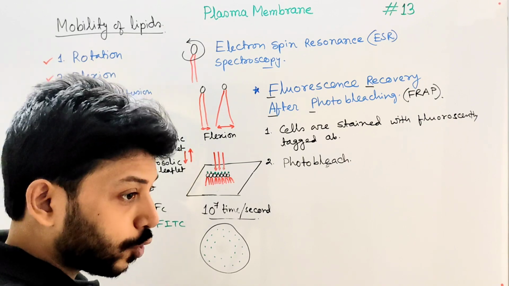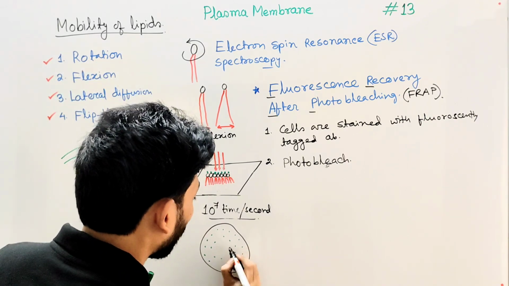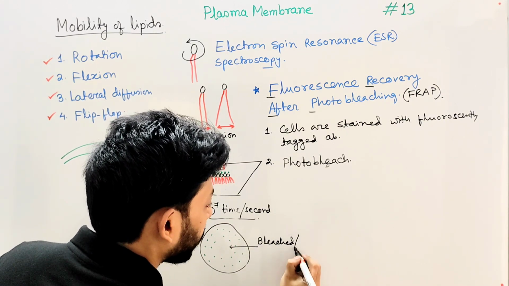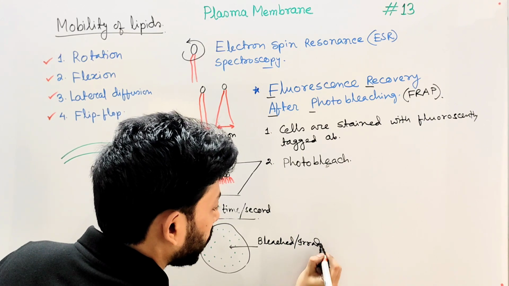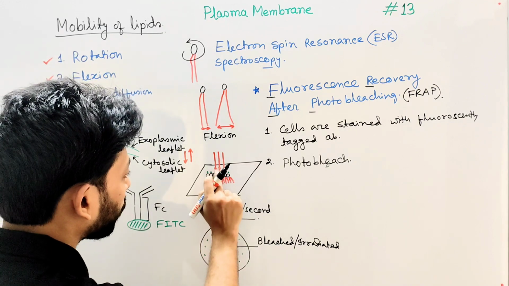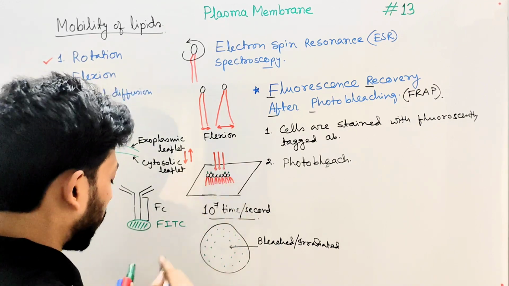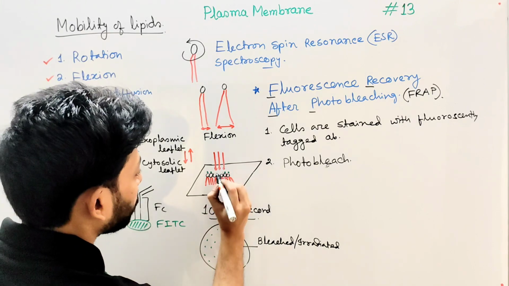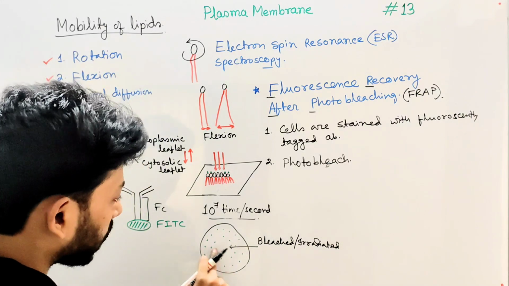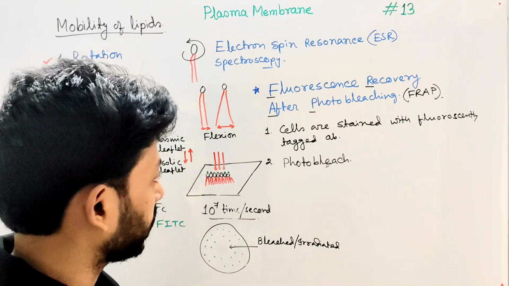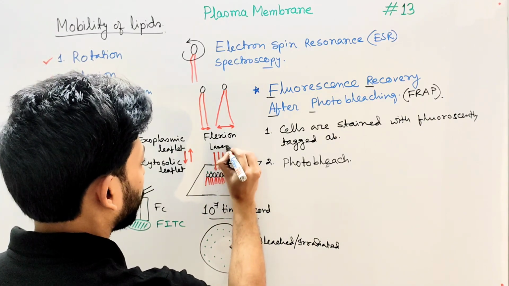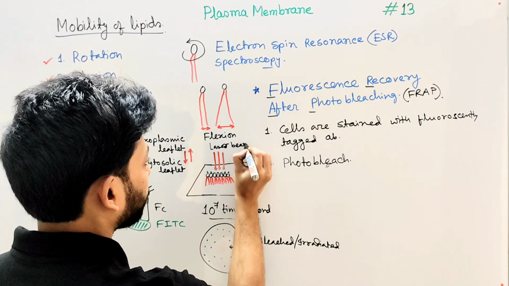This region where there is no fluorescence tag or antibodies, we call the bleached or irradiated portion of the cell. A few lipid molecules will not contain the fluorescent tag here. Let's suppose these three lipids are not fluorescent, so in this region no fluorescence is coming. So we photobleach this area by using a laser beam in a small area.